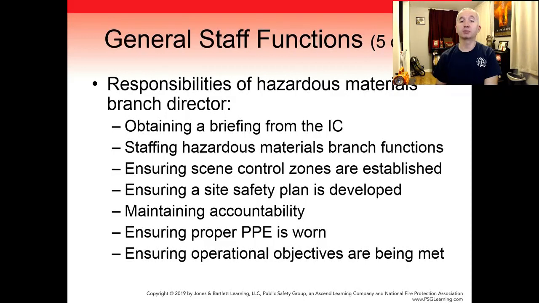Responsibilities of the hazardous materials branch director can include obtaining a briefing from the incident commander, staffing the hazardous materials branch functions as required, ensuring the scene control zones are established, ensuring that a site safety plan is developed, maintaining accountability, ensuring that proper PPE is worn, and ensuring the operations objectives are being met.